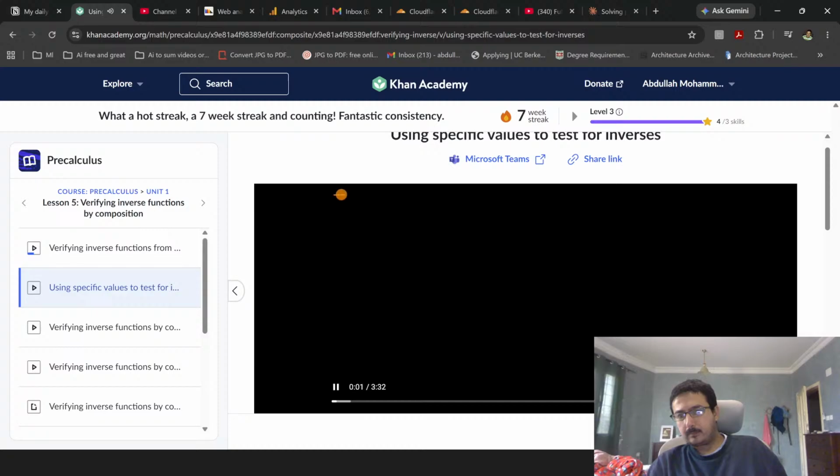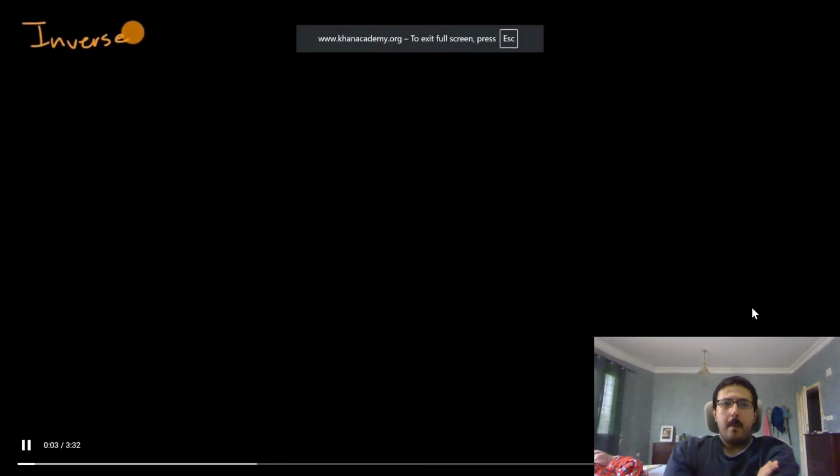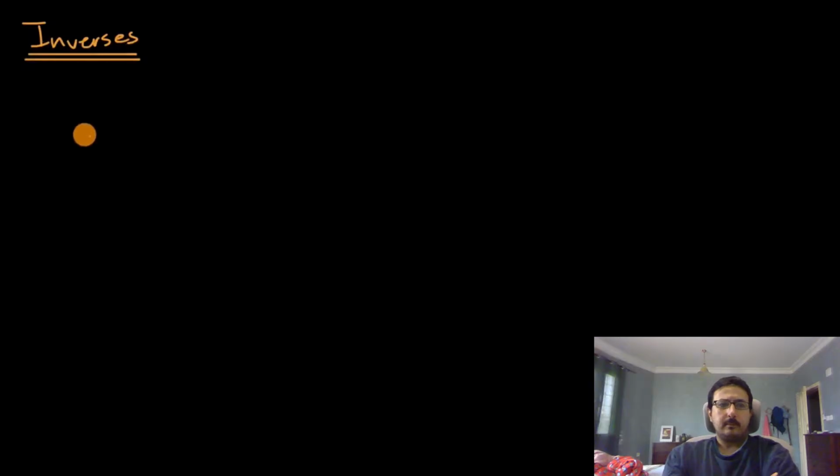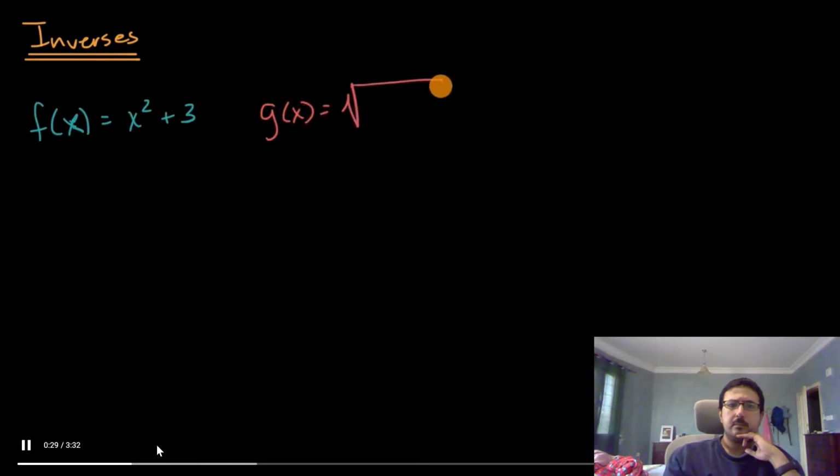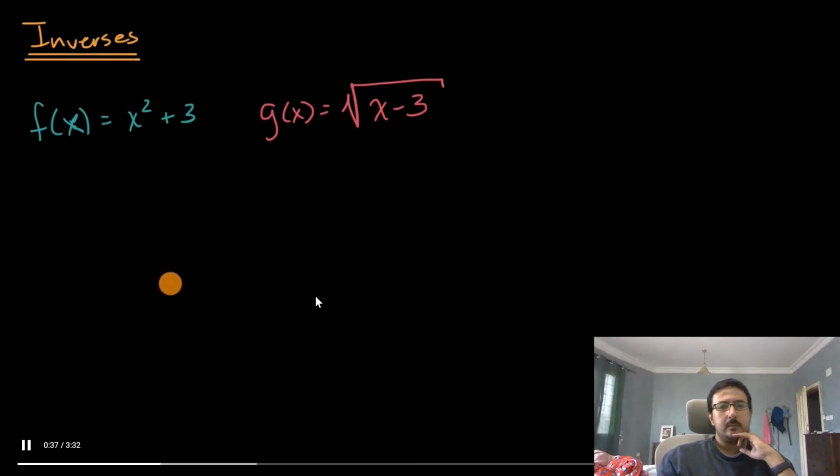In this video, we're going to think about function inverses a little bit more, or whether functions are inverses of each other. And specifically, we're going to think about, can we tell that by essentially looking at a few inputs for the functions and a few outputs. So, for example, let's say we have f of x is equal to x squared plus 3. And let's say that g of x is equal to the square root, the principal root, of x minus 3. Pause this video and think about whether f and g are inverses of each other.